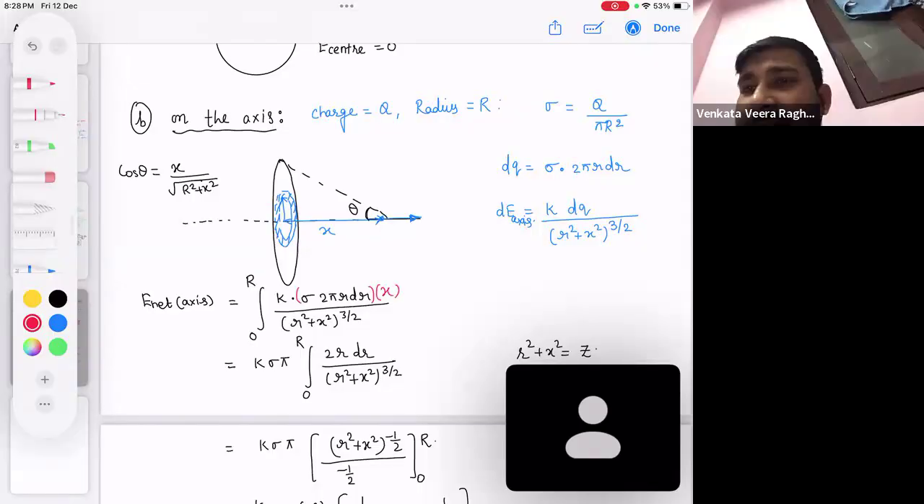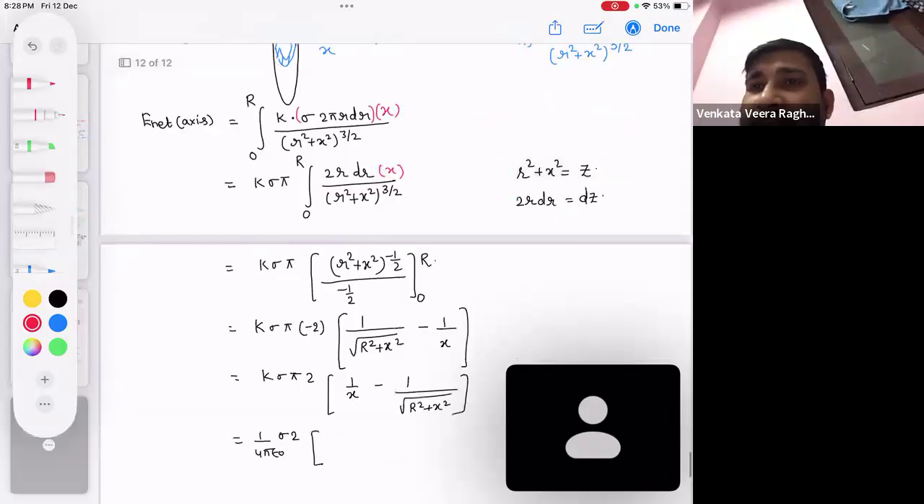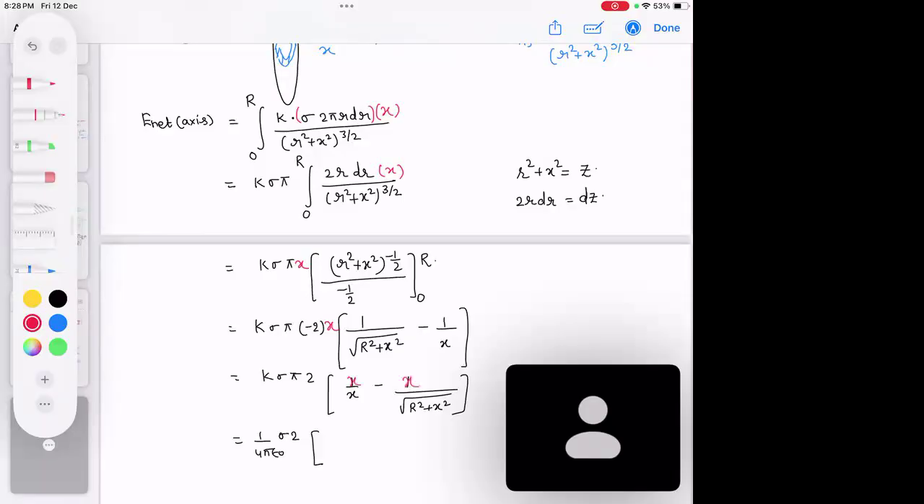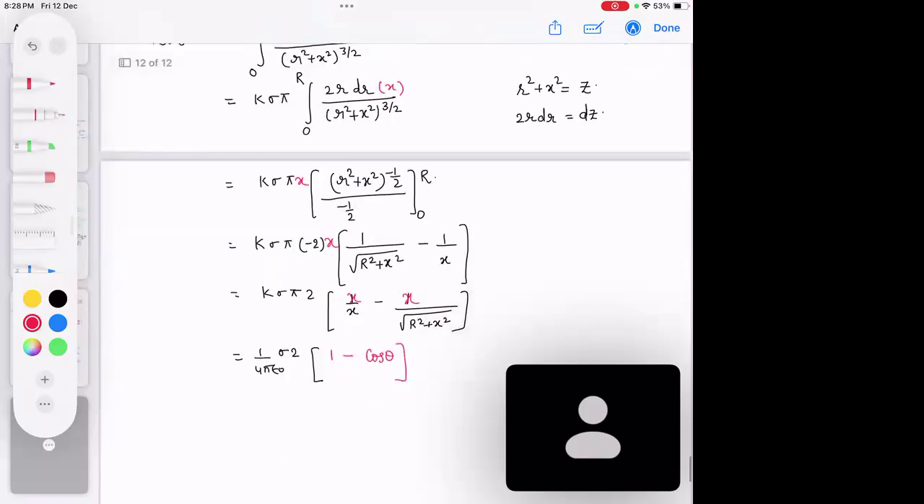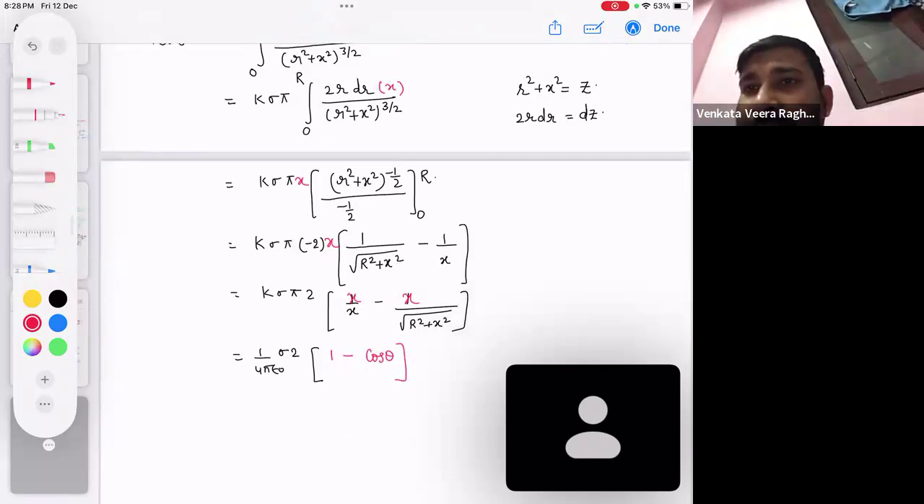This x we forgot to write. So here is also x. So you send the x inside. So what will it become? x by x and minus x by this one. So 1 minus, is that the cos theta? Yes, sir. 1 minus 1. And here k sigma 2 pi. So you see that something will get cancelled out. So we have sigma by 2 epsilon naught into 1 minus cos theta.